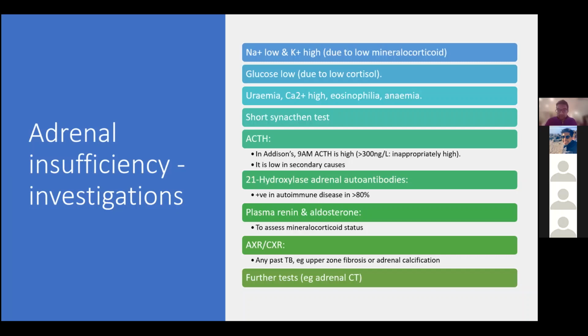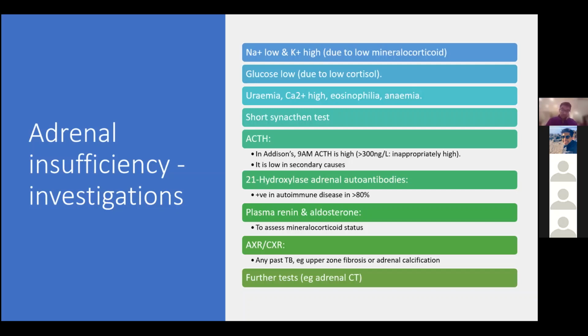You'll find that the ACTH in Addison's is high when you measure it, and it's low in other causes. If you think this is Addison's disease, you can do a screen for adrenal autoantibodies to see if there's an autoimmune element, and it's often positive in 80% of autoimmune disease patients with adrenal insufficiency. You can do plasma renin and aldosterone to assess the patient's mineralocorticoid status.